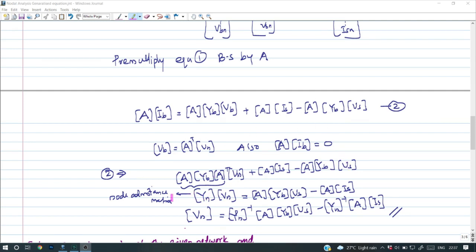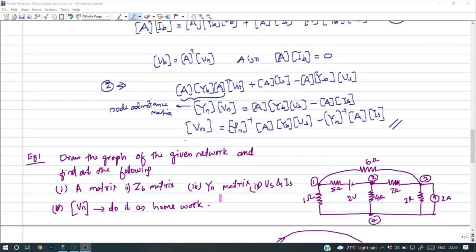Now the equation becomes node admittance matrix Yn into Vn gives A YB VS minus A IS. From here we can easily find out the node voltage matrix, which is equal to Yn inverse A YB VS minus Yn inverse A IS. This gives a set of node voltages. Now let's see one simple problem.